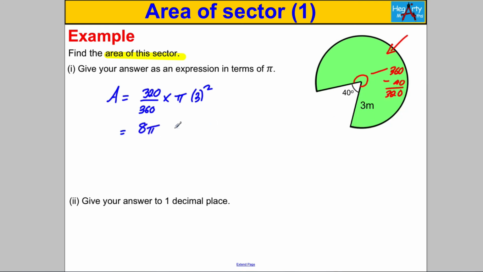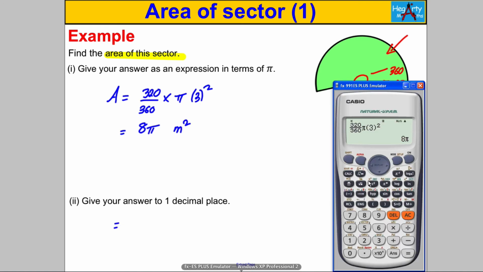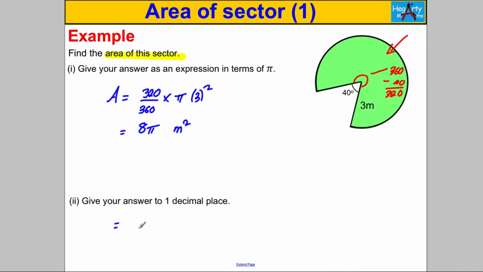The unit for meters in this case would be meters squared, and if you were given the answer to one decimal place, just press that button, 25.132, and we round that to one decimal place as 25.1. So this would be 25.1 meters squared, and we're done.